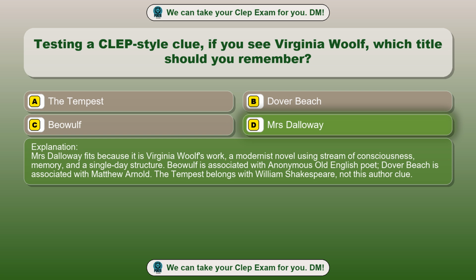single-day structure. Beowulf is associated with an anonymous Old English poet. Dover Beach is associated with Matthew Arnold. The Tempest belongs with William Shakespeare, not this author clue.